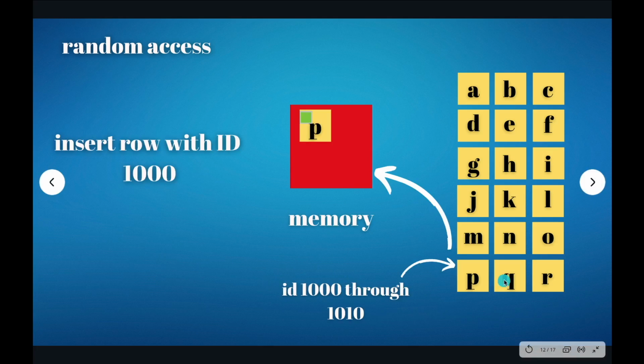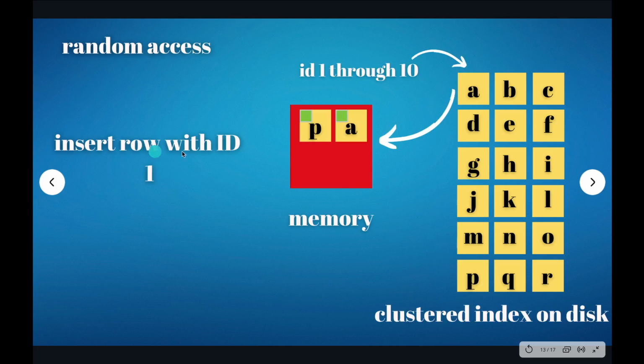Okay, row 1000 is page P. Let's go ahead and pull it to memory and write it. And then the next row is row number 1. Oh, row number 1 is A. So I'm going to read it, pull it into memory, and write. Not so bad. It's still one read and one write, technically, to the memory.